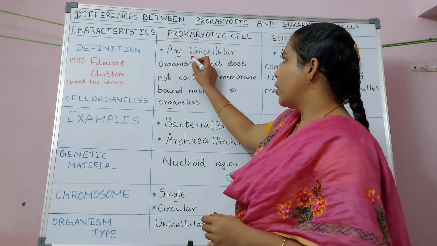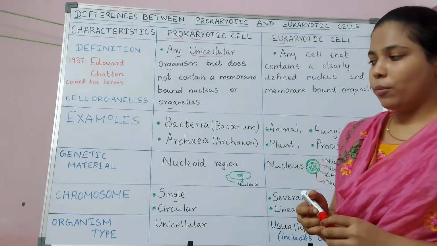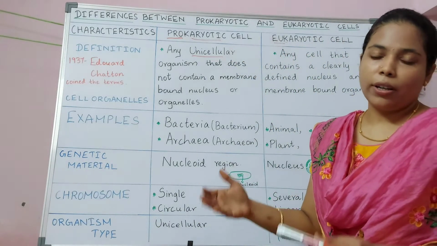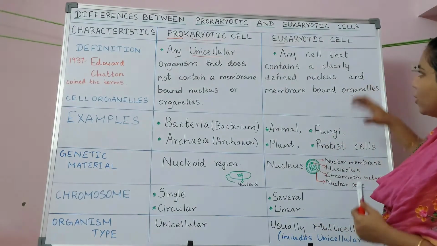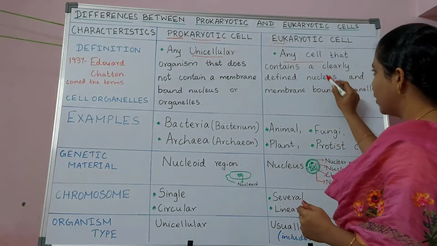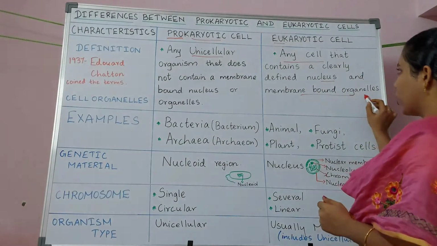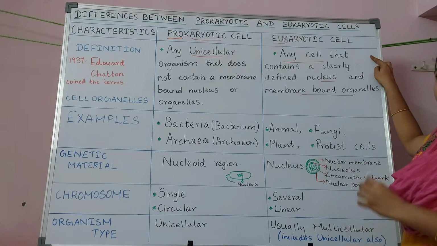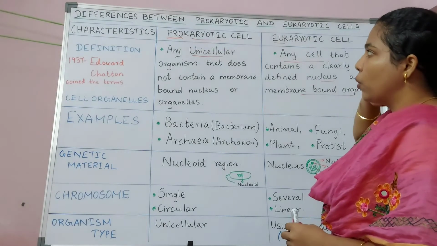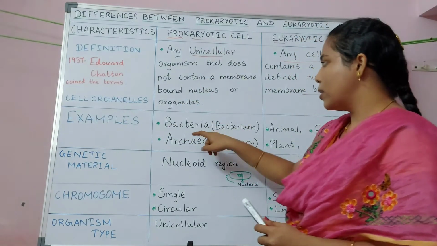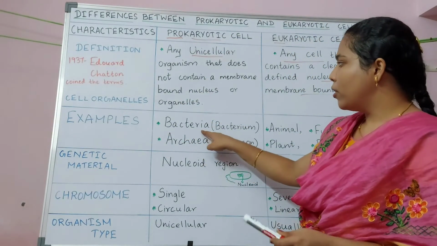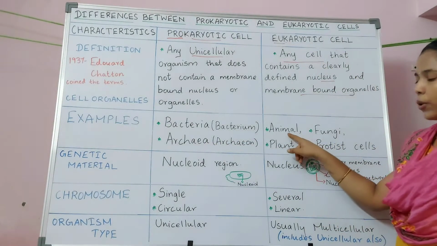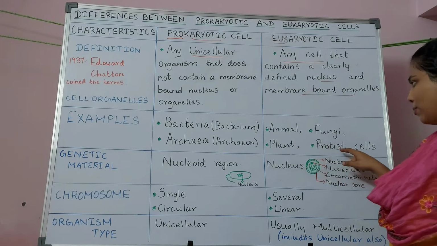Here we are referring only to unicellular organisms, because only unicellular organisms will not contain membrane bound organelles and nucleus inside them. Any cell that contains a nucleus and membrane bound organelles is called a eukaryotic cell, because it includes both unicellular and multicellular organisms. The examples for prokaryotic cells are bacteria and archaea. The singular form of bacteria is bacterium. The singular for archaea is archaeon. The examples for eukaryotic cells are animal cell, fungi, plant and protist.